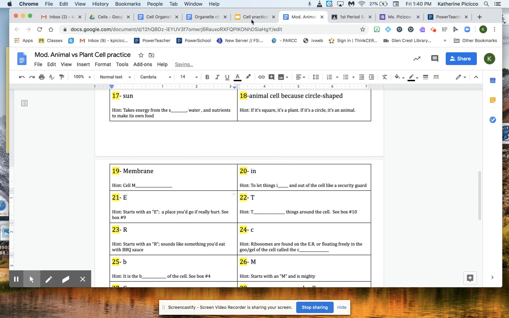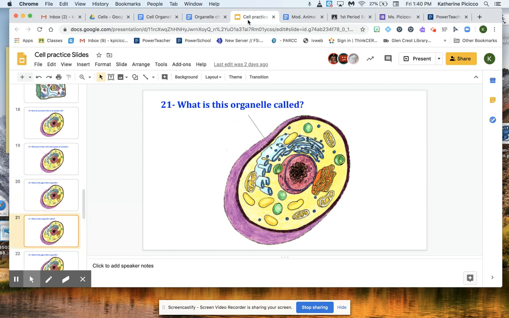Okay, number 21. And now we're kind of going fast because a lot of these are repeated. 21, what is this organelle called? Okay, if you look at it, it's kind of a different view, but it's really close. This is the nucleus, right? Really close to the nucleus, okay? And it's got those funky dots on it.